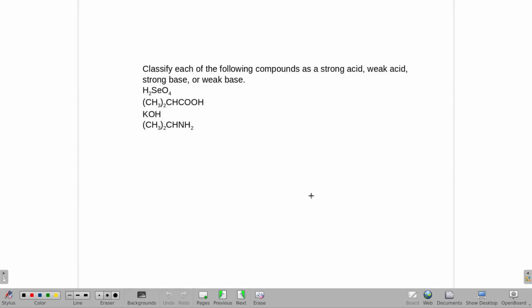Alright, so let's see if we can figure out what these are. That first one has H's there. Would we assume that's a strong acid even though it's got Se? Well, number of oxygens is 4. Number of hydrogens we're applying that come off is 2. That's more than 2. We would actually call that a strong acid. Next one has that COOH. That is definitely a weak acid. KOH is K, one of our supersoluble bases. Yep, strong base. And there's a nitrogen with 3 things on it, so that is a weak base.